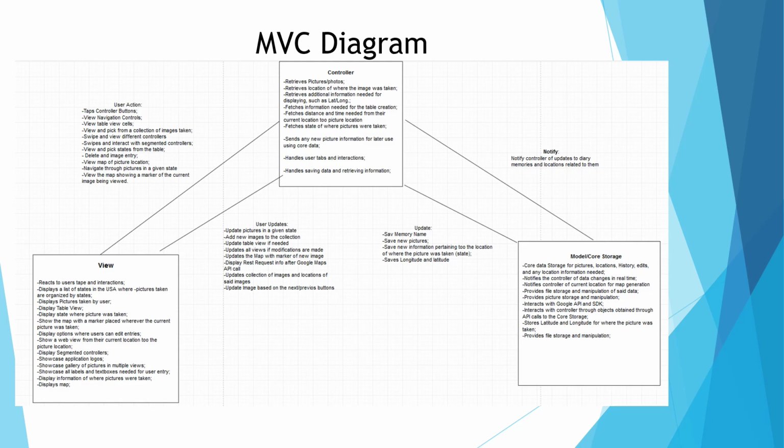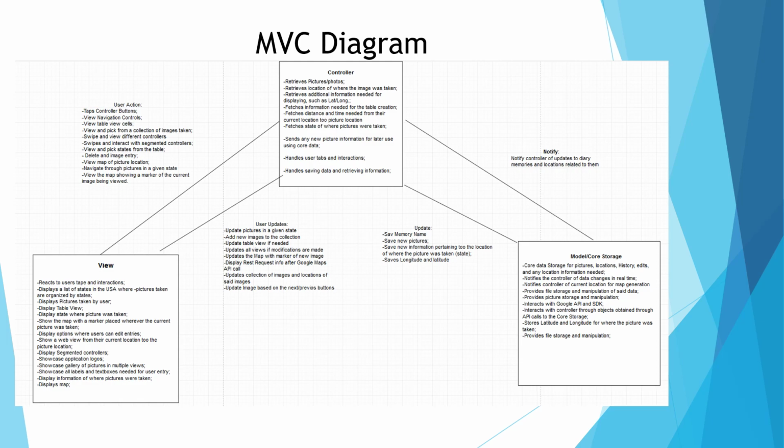And then the controller responsibilities: this actually gets the pictures from the core storage or the model. It also gets any of the related information needed for the web API call. You need to know the coordinates and information and the state and such. So it also retrieves that sort of information from the model. Another thing that it does is it handles user taps and interactions, and it handles saving data and retrieving information. And it also updates whenever there's a new memory name, new pictures, or new longitude and latitude, because the user could edit it, but if you want the exact location, then there's no point to edit it, but that's also an option.